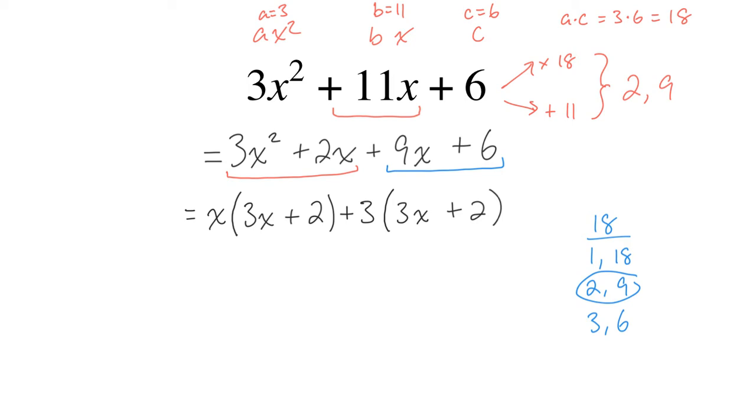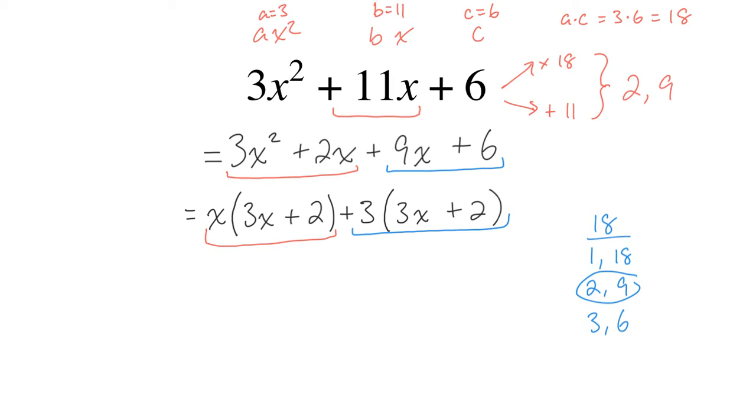Let me just sum that up again here. We have our first two terms, and we were looking for a greatest common factor between 3x squared and 2x. That was just x, so we pulled that out, and we were just left with 3x plus 2 in the brackets. Then in our last two terms, we were finding a greatest common factor between 9x and 6, and that was just a positive 3. So we factored out that positive 3 and were left with 3 times 3x plus 2. Now notice something here.